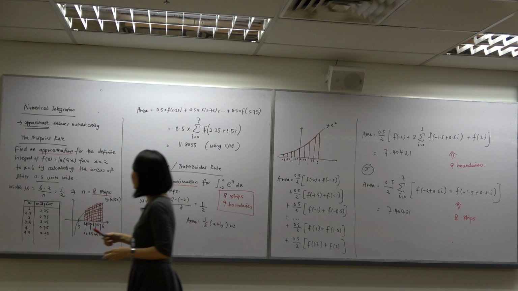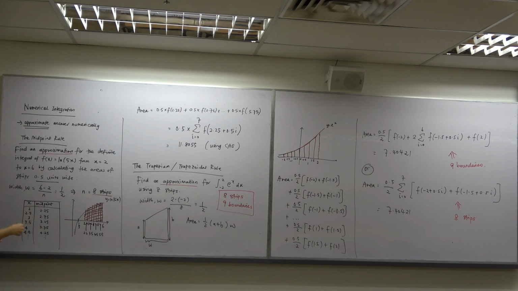So with the width given, how then do we tell how many strips? We're going to go 6 minus 2. Why 6 minus 2? Because we wanted to approximate the area from x equals 2 to x equals 6, hence it is 6 minus 2 divided by n, and n is the number of strips. Since the question has already told you that the width is 0.5, which is half, you're going to get the number of strips to be 8. So how do I work on this one?